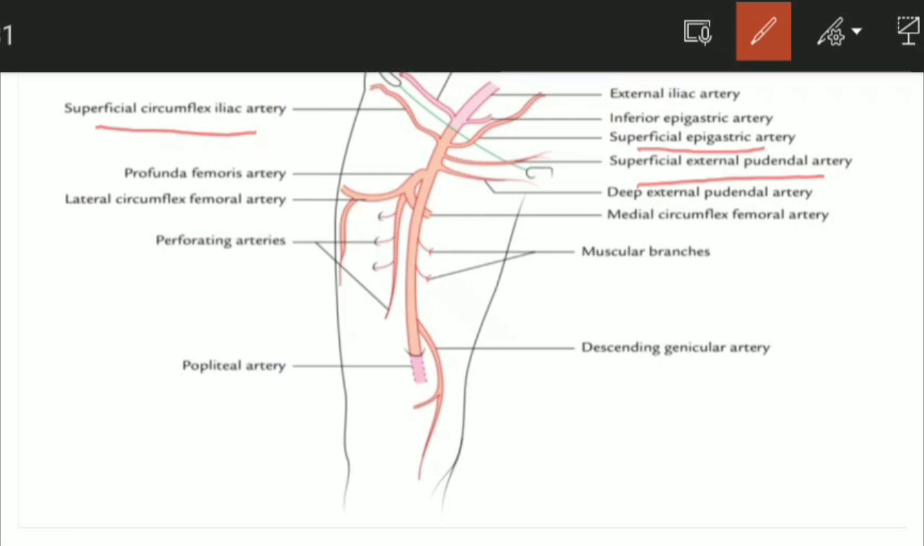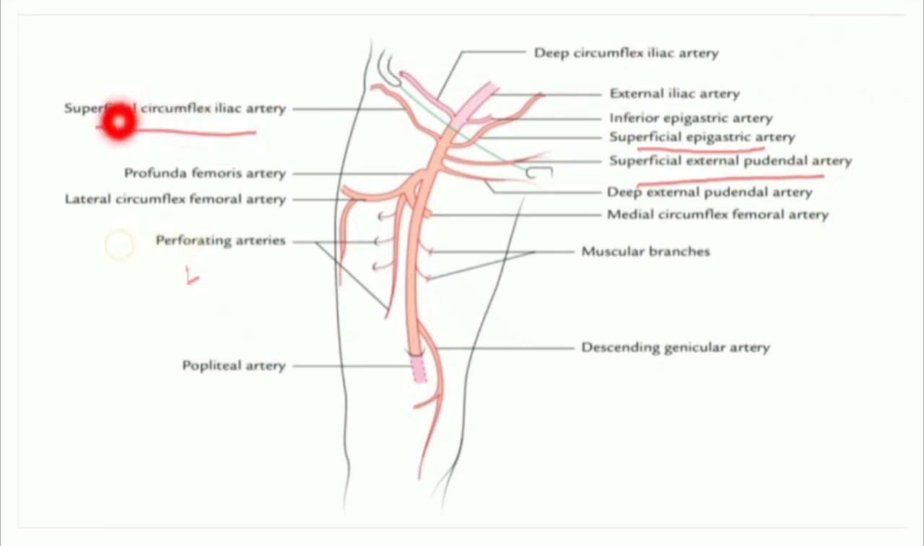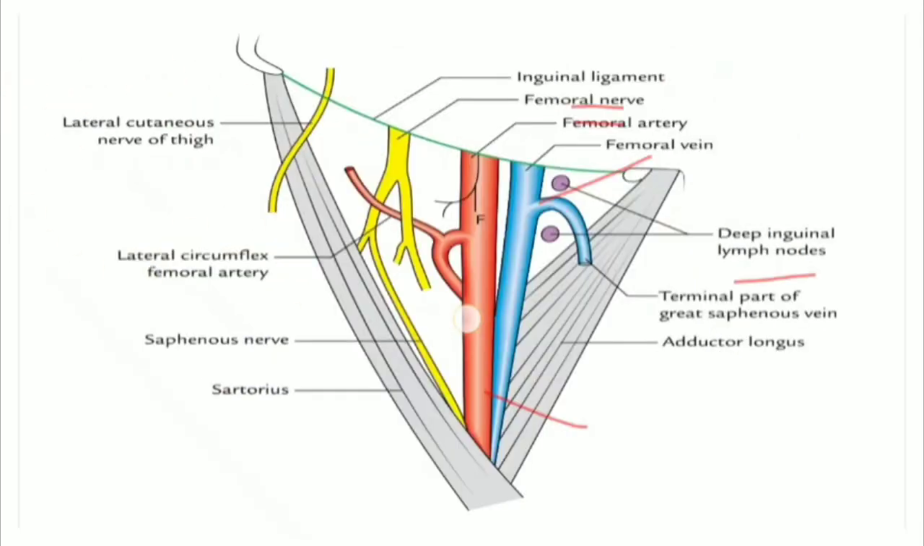Then the superficial external pudendal artery. Pudendal means related to the genital organs. So the penis, the scrotum in males, and in females the corresponding mons pubis. So superficial external pudendal artery. Then the superficial circumflex iliac artery. Circumflex iliac artery is related to the groin, so it will go to the groin. Can you see? This one is going to the stomach region, this is going to the genital organs, and that is going to the groin. Okay, right, fine.